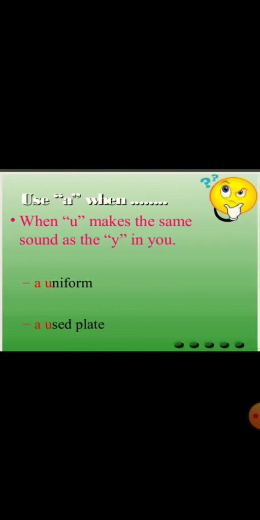Now, when U makes the same sound as the Y, we have to use a before it. U is a vowel, but when it gives the sound of Y, then we use a, not an before that. Like a uniform, a used plate.